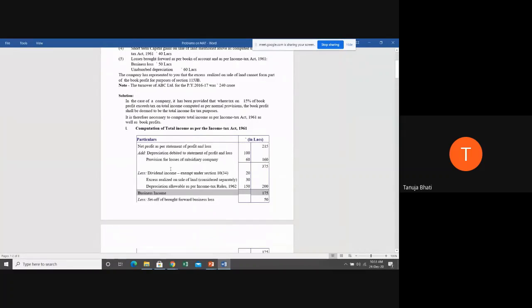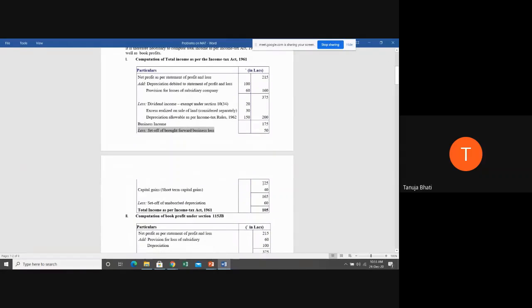Now in set off and carry forward, we have seen that business losses can be set off against business income. And we know that the brought forward business loss is 50 lakhs. So less set off of brought forward business loss 50 lakhs. You get 125 as the net business income. After that, you will take income from the head capital gains, which is 40. So total comes to 165. Dividend income comes under income from other sources, but since it is exempt, it will again be nil.